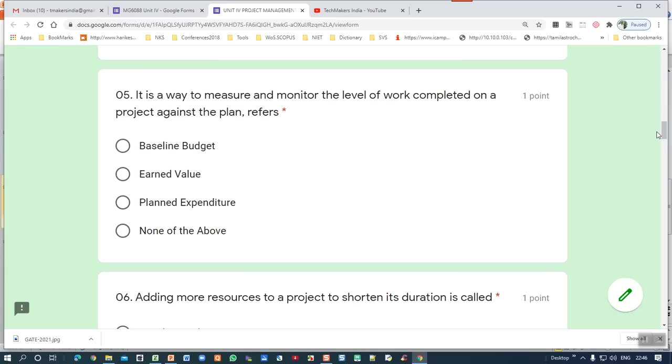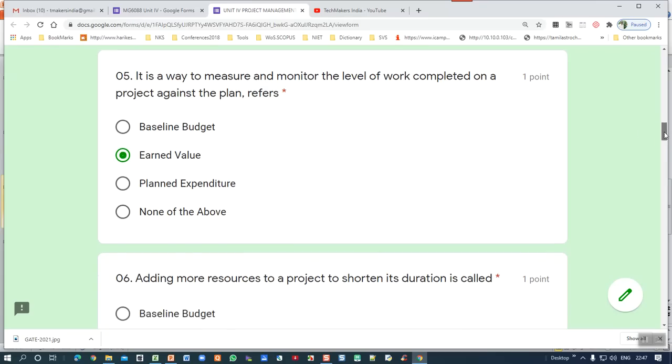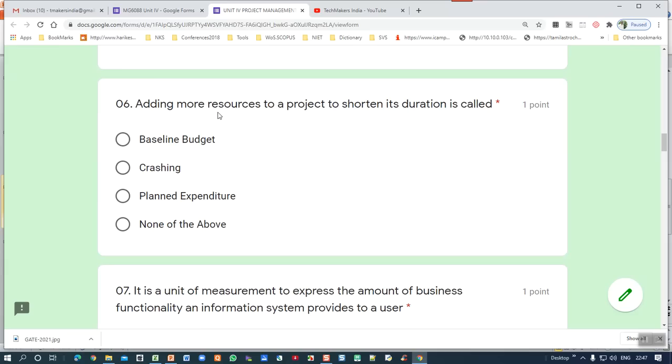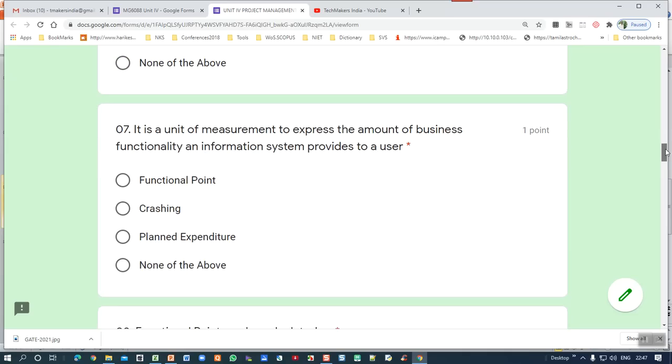Fifth question, it is a way to measure and monitor the level of works completed on a project against the plan, called earned value, that is EV. Next one is adding more resources to a project to shorten its duration. It's called crashing. So please understand the definitions and recollect them.